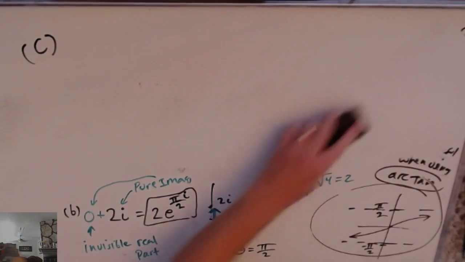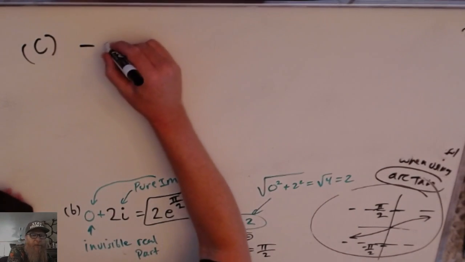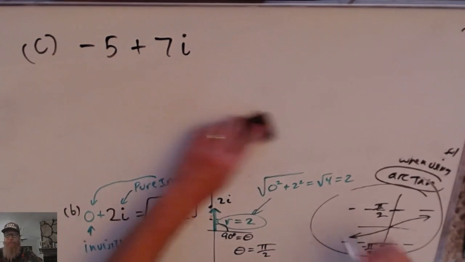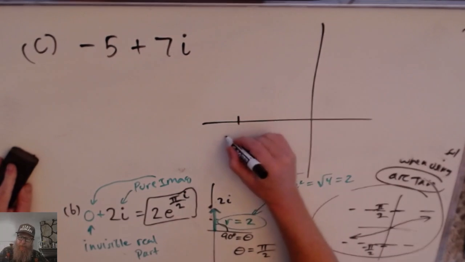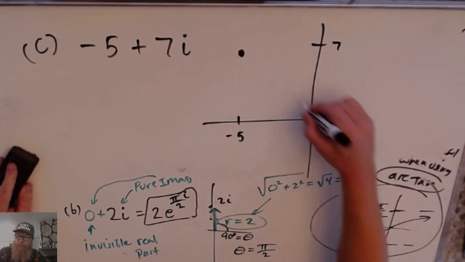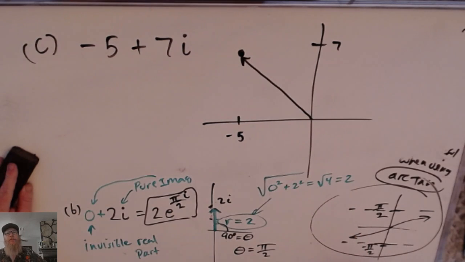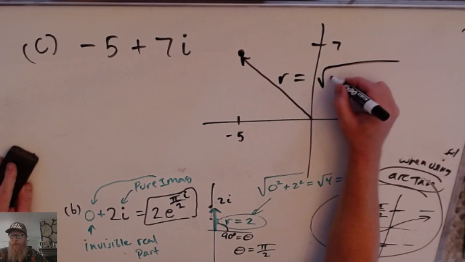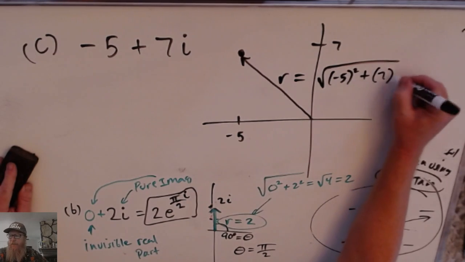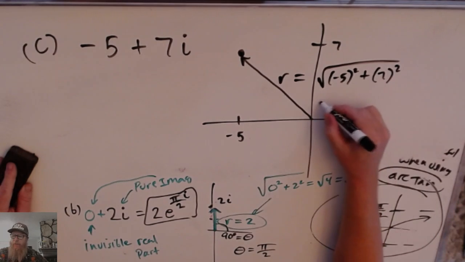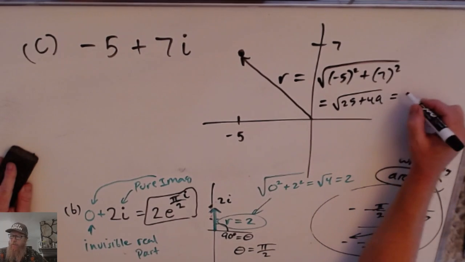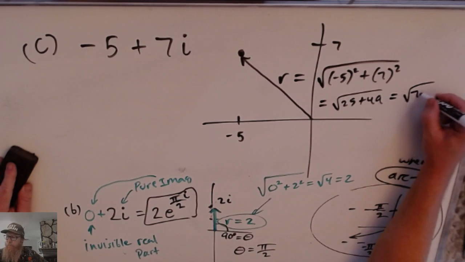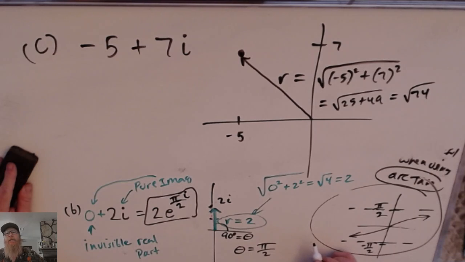Okay. How about -5 plus 7i? You don't even really have to draw the picture. The picture is just giving you the idea. So what's r? Well, this time I better do it, right? The square root of -5 squared plus 7 squared. So that's the square root of 25 plus 49, square root of 74. There's our r.